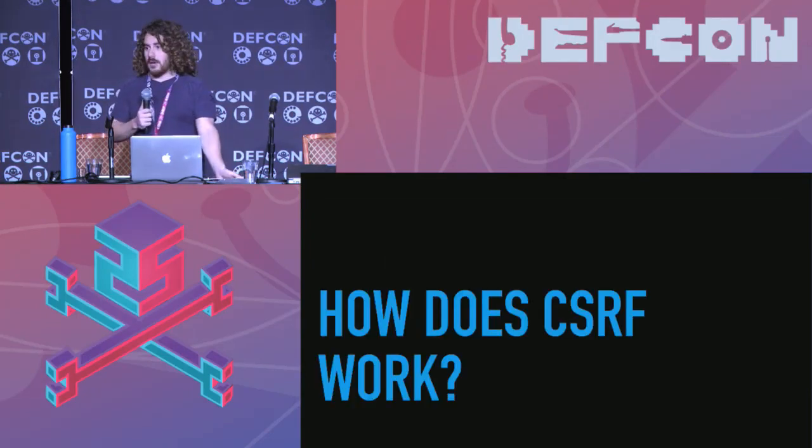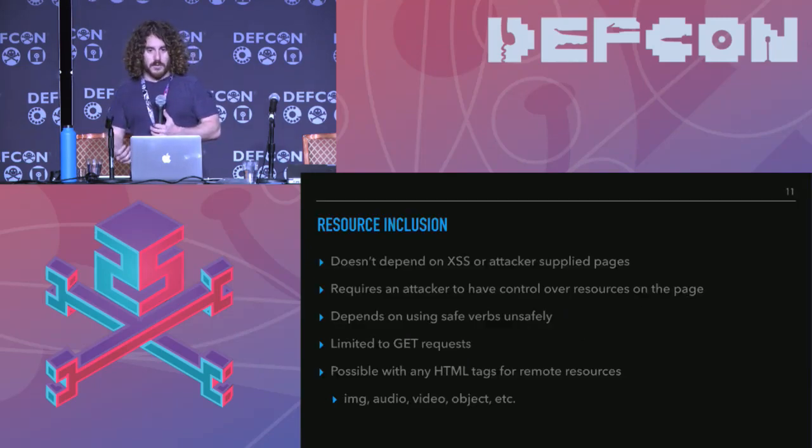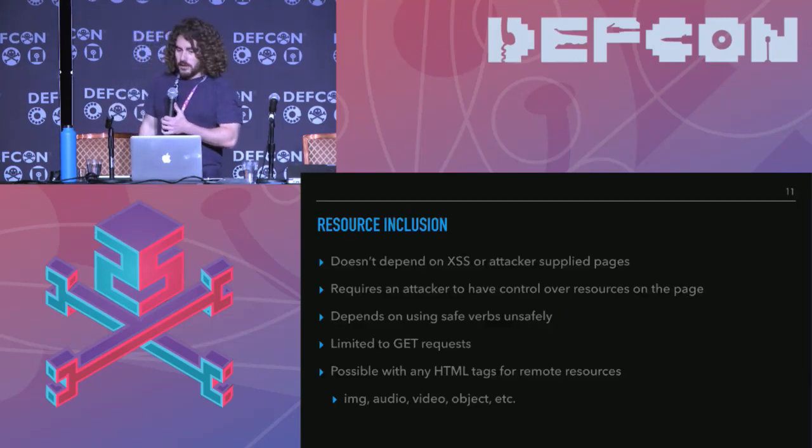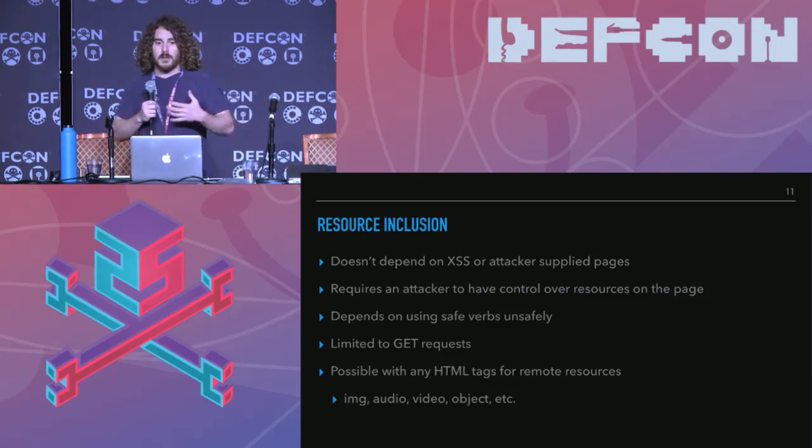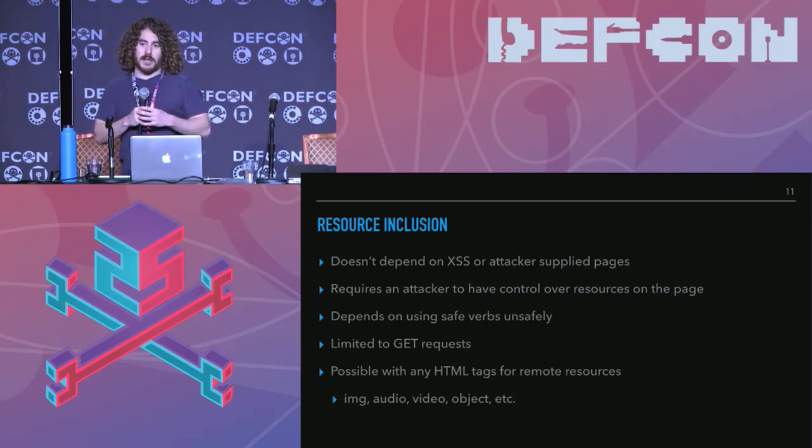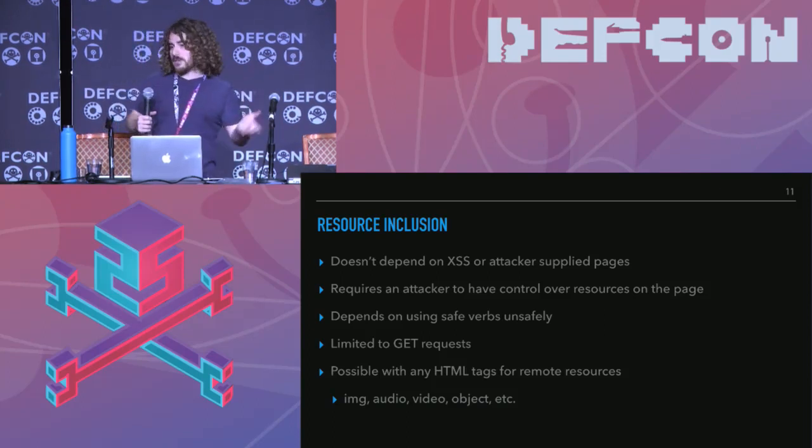So how does it work? There are three distinct types that I'm going to cover, and this covers the vast majority of the kinds of requests that you might see. The canonical one that you'll typically see demonstrated is resource inclusion. And by this I mean tags that specifically allow for external resources. For instance, image tags, audio tags, video tags, objects.